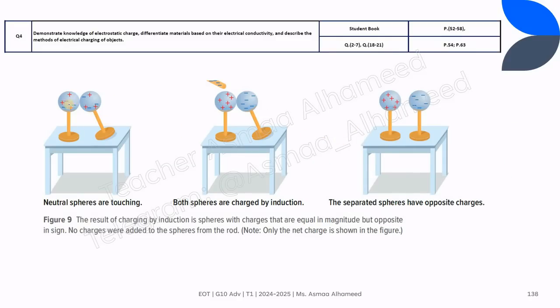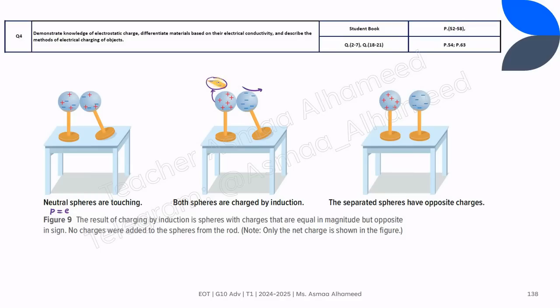Now let's see, we have 2 spheres that are neutral. Neutral means that positive is equal to the negative amount of charge. Now if we make them connected together and then bring a negative rod, the negative will separate positive from negative. These are conducting spheres, so the charge is easily moved. So here you will have all the positive closer to the negative rod and all the negative away from it.